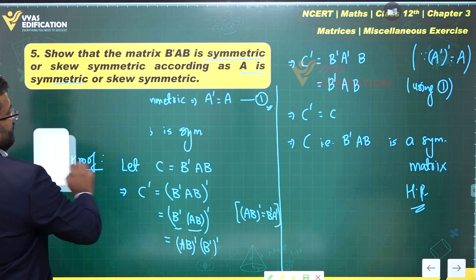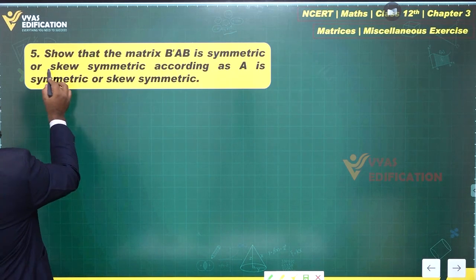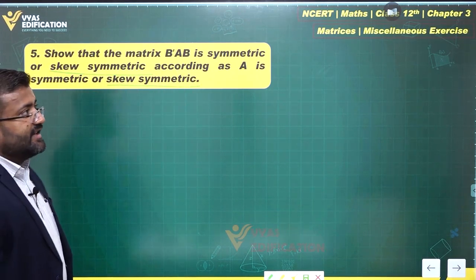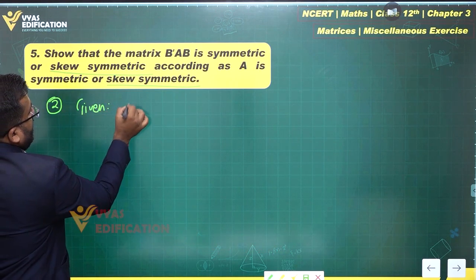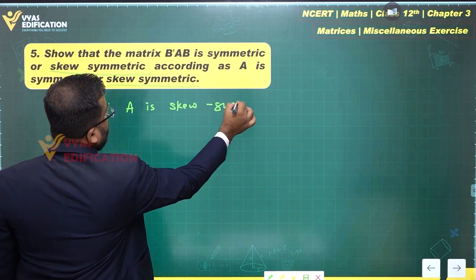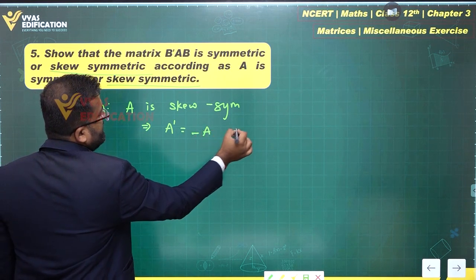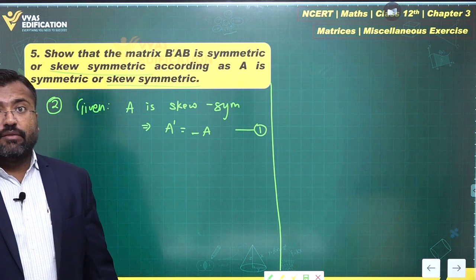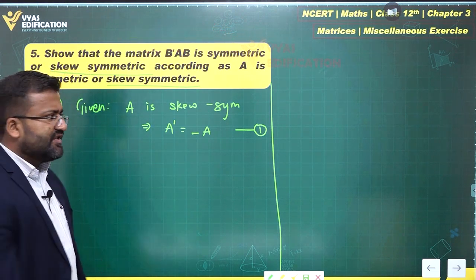Okay, let's get rid of this whole thing. So now we'll discuss this skew symmetric case. Let's discuss the second part. Given A is a skew symmetric matrix. Now what does skew symmetric imply? It implies A transpose will be equal to minus A. Let's call this statement 1, which is given to us. A transpose will be equal to minus A. This is the definition of skew symmetric.